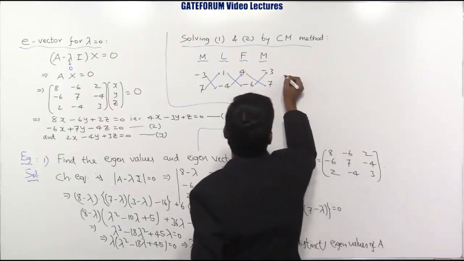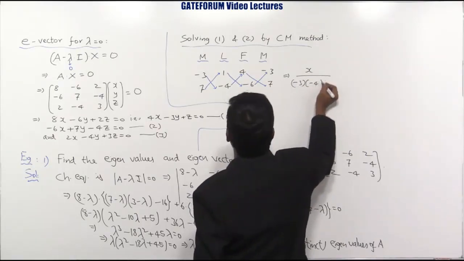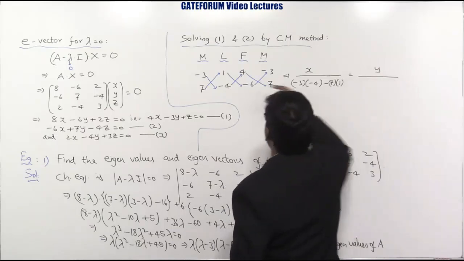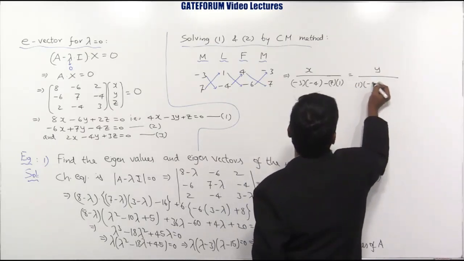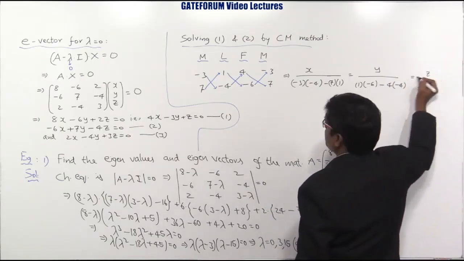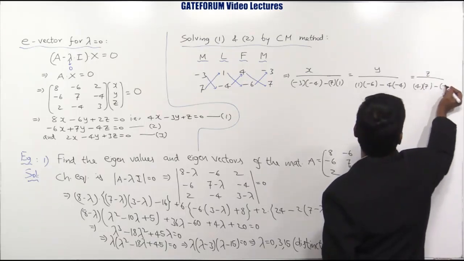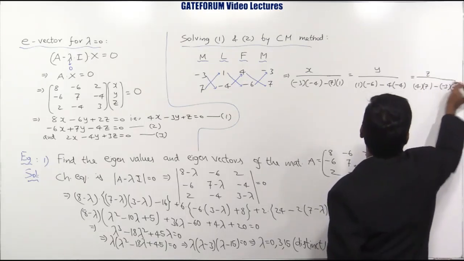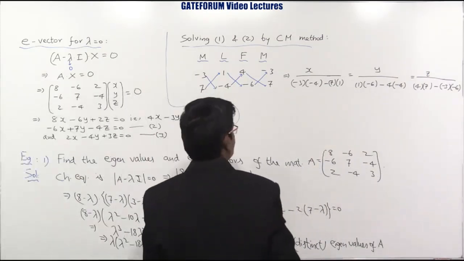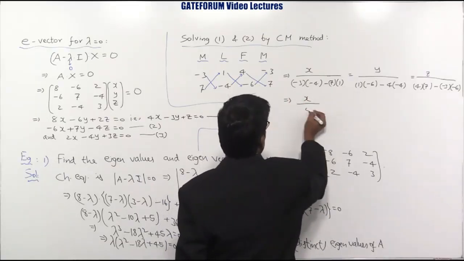This implies x divided by, minus 3 into minus 4 minus 7 into 1, is equal to y divided by 1 into minus 6 minus 4 into minus 4, is equal to z divided by 4 into 7 minus 3 into minus 6. Each is of the form AD minus BC. So x divided by 12 minus 7 simplifies to 5.